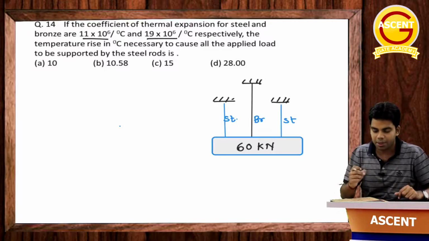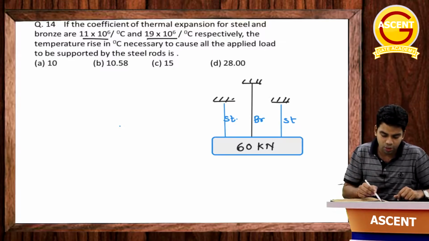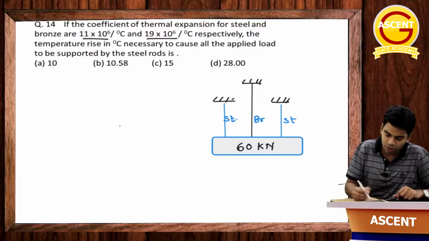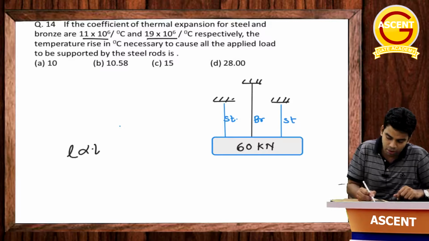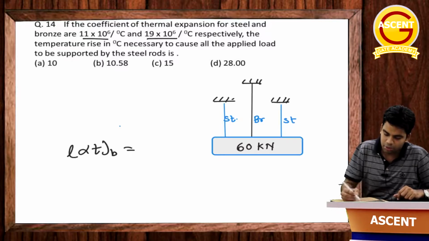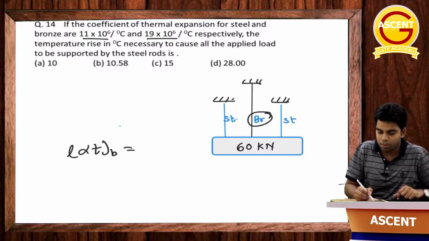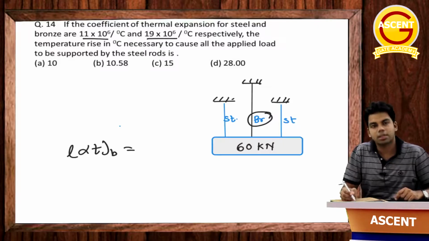And once that happens, once the whole load has come onto the steel, then what will happen? The total expansion of bronze, that means L alpha T of bronze, because the bronze is expanding just because of temperature change T. Because now no load is acting on it, but steel is supporting this 60 kilonewton of load.